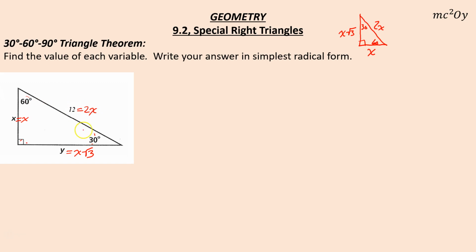Now, the equation that I can solve here, this doesn't help me yet, nor does this. But if 12 equals 2x, that means 1x equals 6. And if x equals 6, that means this side right here is 6. And if x is 6, we can plug 6 in right here, substitute it in, we get 6 root 3. And that's what y equals. So it really is just helpful to write down that relationship.